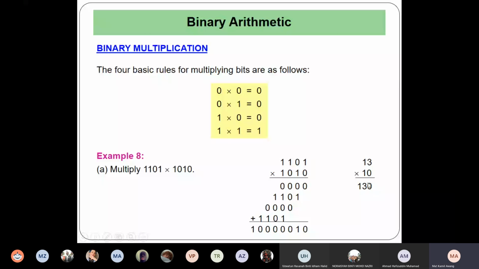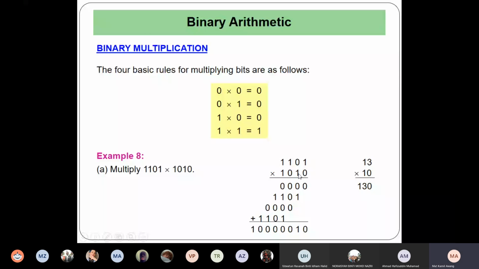So now we do it in binary. So what do you do first? Just like how you multiply in decimal, you start from the back. So 0 multiplied by 1 is 0. 0 multiplied by 0 is 0. 0 multiplied by 1 is 0. 0 multiplied by 1 is 0. Then you shift the second one. So this one, 1 multiplied by 1 is 1. 1 multiplied by 0 is 0. 1 multiplied by 1 is 1. 1 multiplied by 1 is 1.